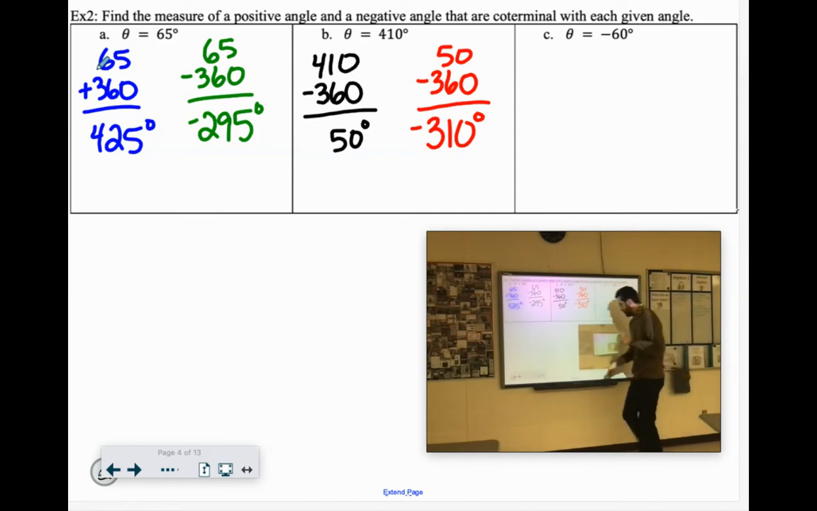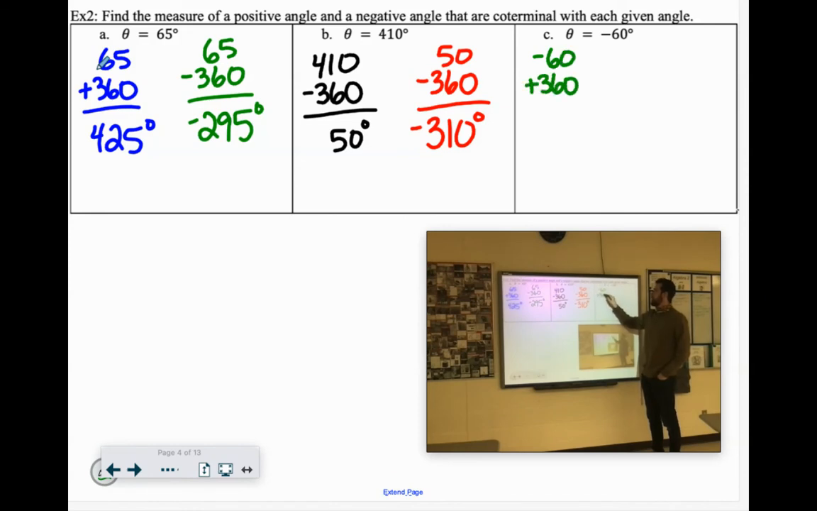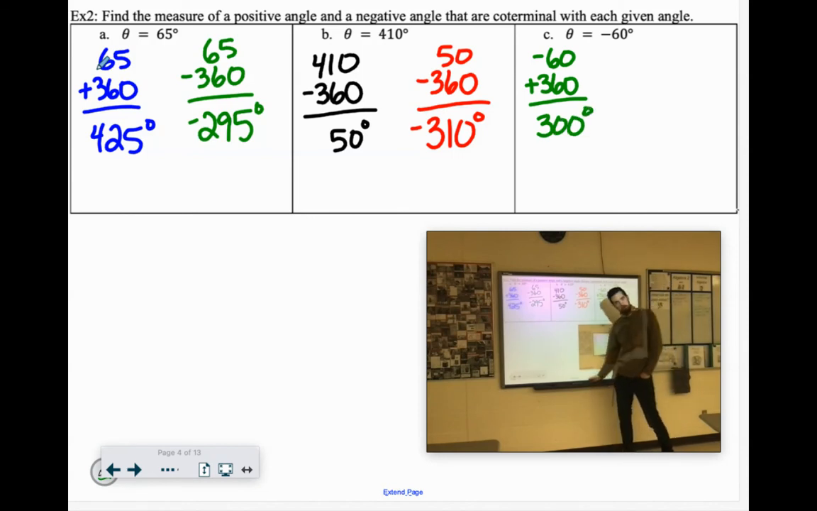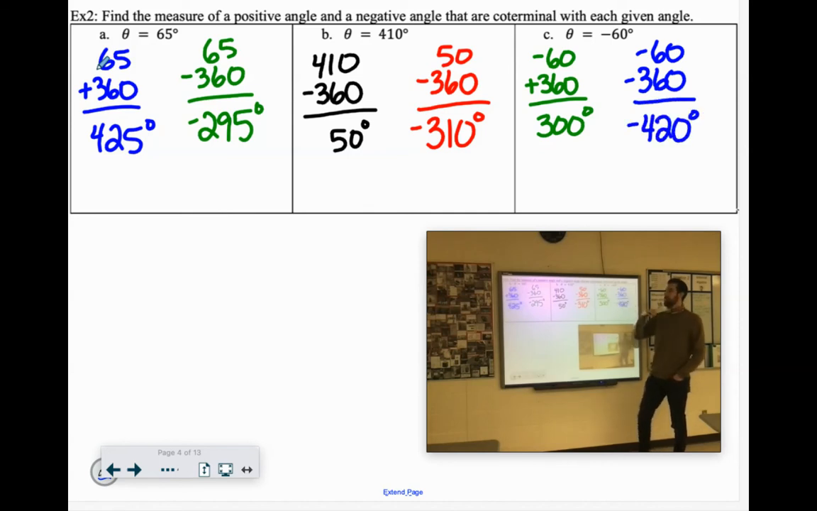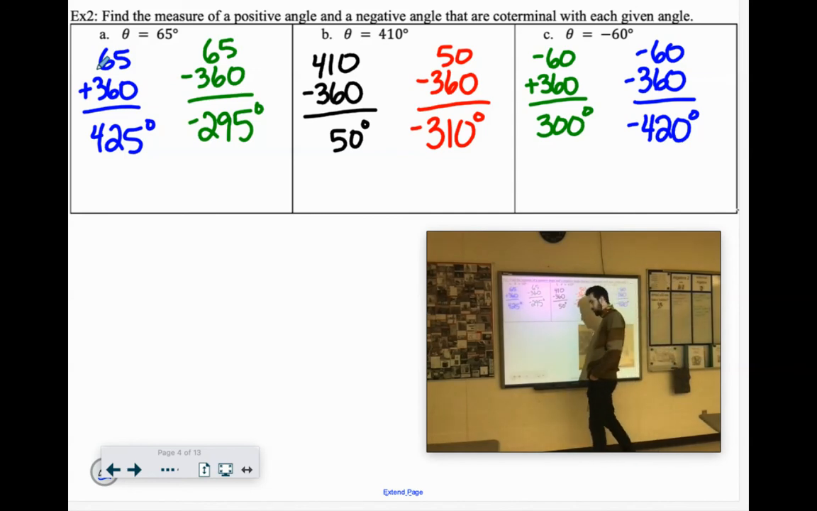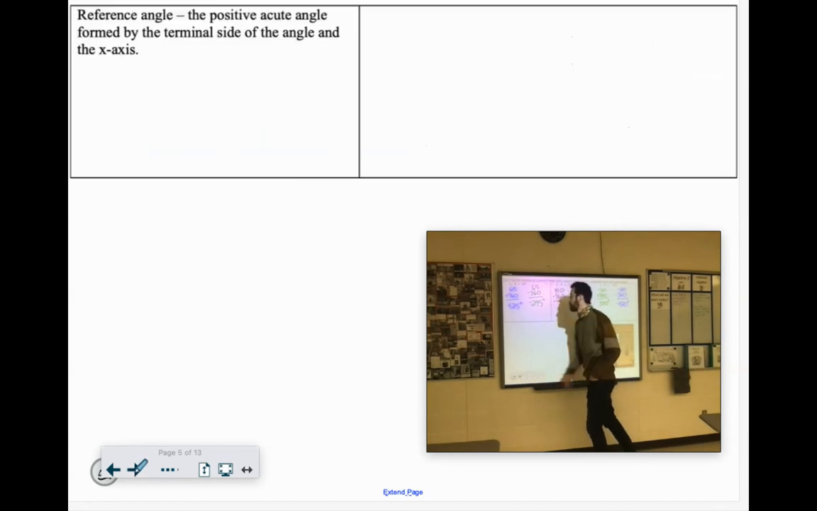Negative 60 degrees. So if we add 360 degrees to it, negative 60 plus 360 would be positive 300 degrees. Not even too hard for us. But if we want the negative one, we could do negative 60 minus 360 degrees, which would give us negative 420 degrees. Remember, infinite number of coterminal angles. Keep adding or subtracting 360 degrees.